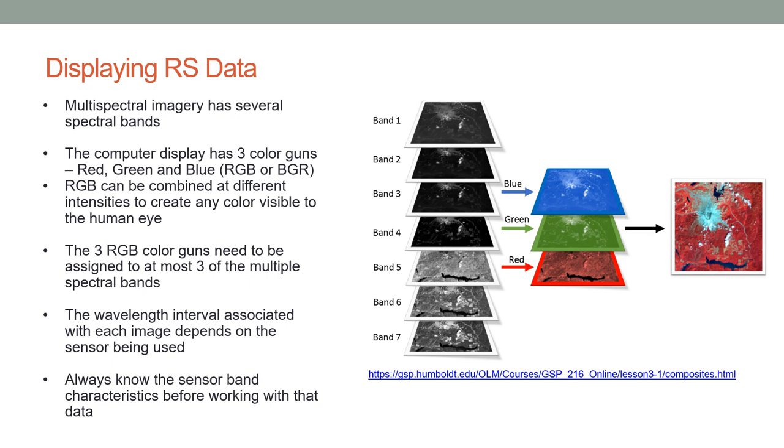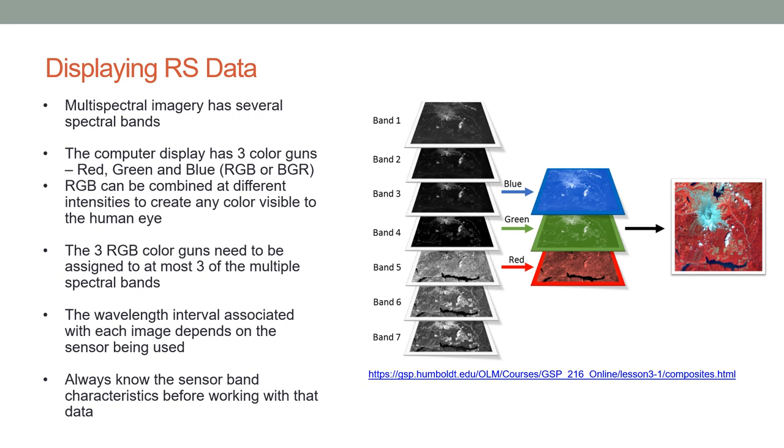And so you're assigning color guns to reflectivity arriving at particular wavelengths. In order to interpret the image, you need to know the connection between the reflectance curve and that particular wavelength being imaged in a particular band. So we will do exercises in this lesson where these ideas of band color assignments and interpreting the resulting image will be clear to you once you work through the activities.